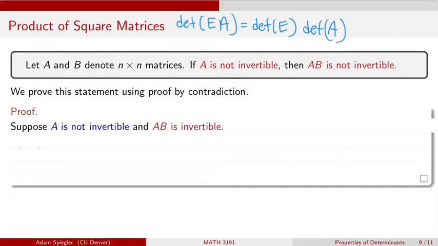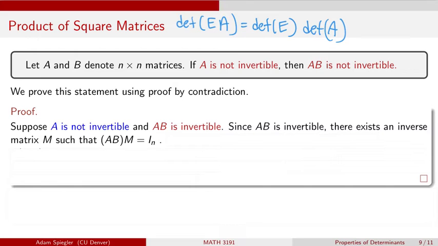So let's show why the statement I have at the start of this proof is going to lead to a contradiction. We are initially assuming matrix A is not invertible, but the product AB is invertible. By definition, if AB is invertible, then there must exist some matrix, I'll call it M, so that when we multiply AB on the right by this matrix M, we get the n by n identity matrix back.